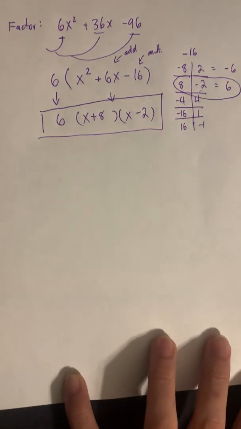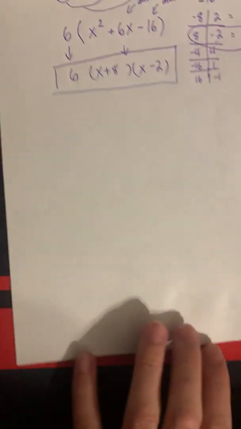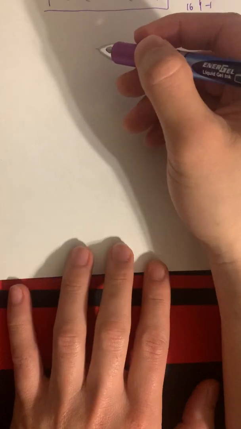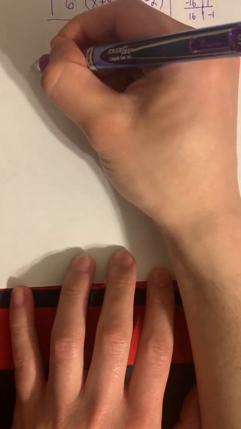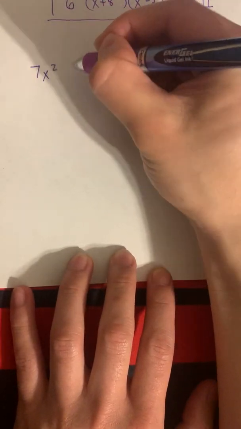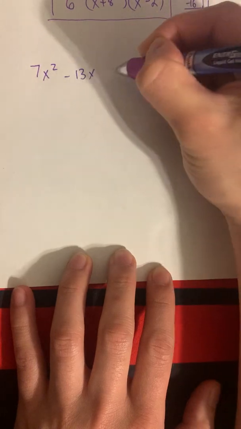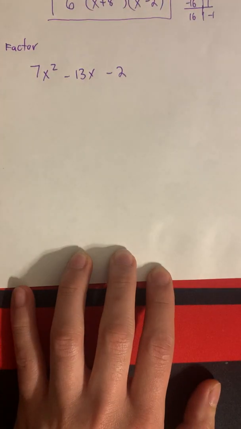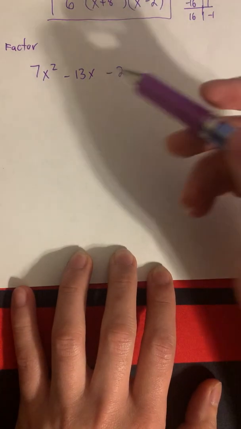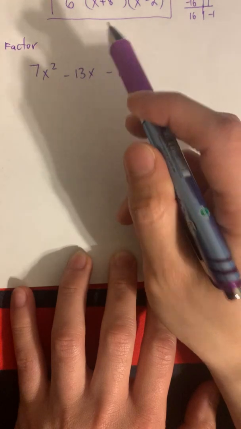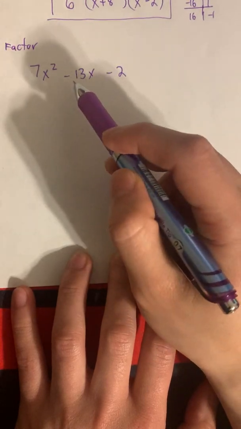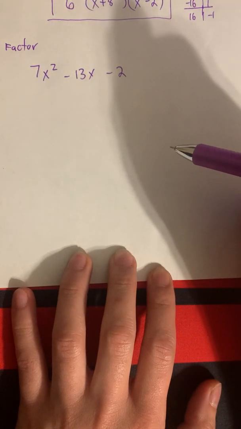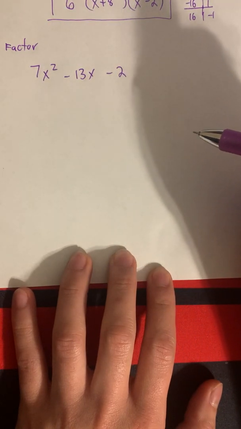All right, so let's move on to the next example. So let's say we have 7x squared minus 13x minus 2, and we have to factor. All right, so how are we going to factor this? We can't factor out a 7 like we did in the first example because 7 is not a factor of 13 or 2. So this is what I like to use.